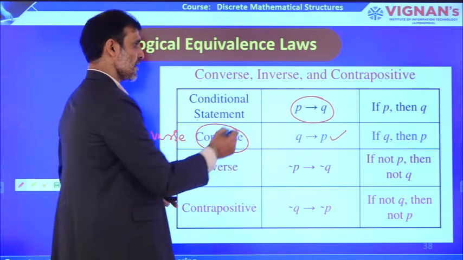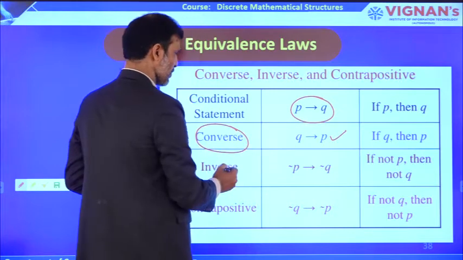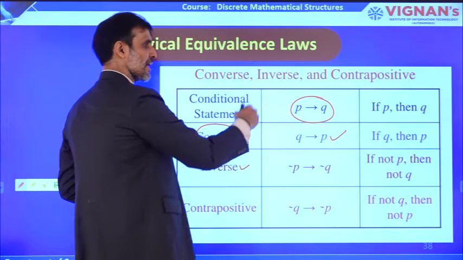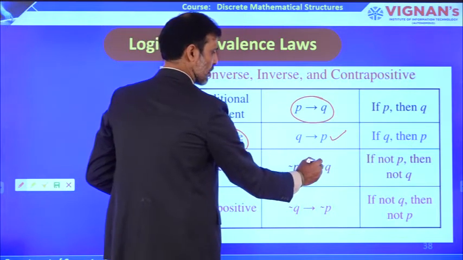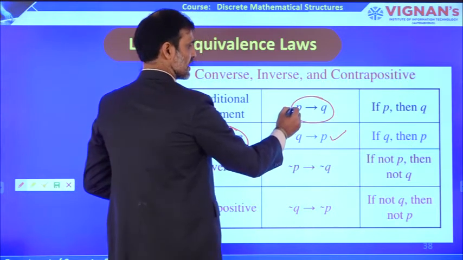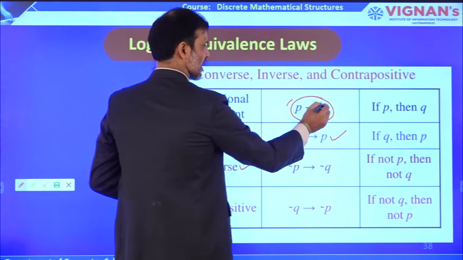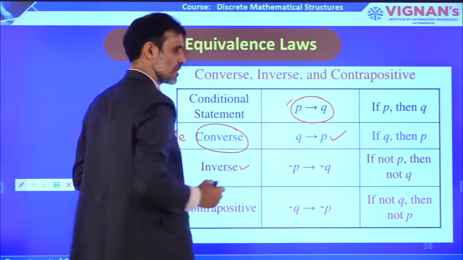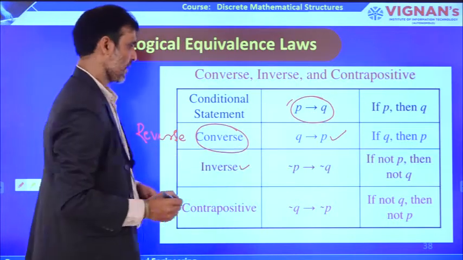If the conditional statement is given in the form of P implies Q, how do we get the inverse of that statement? That is negation of P implies what? Just take the negation of the hypothesis as well as the negation of the conclusion. That is, negation of P implies negation of Q.